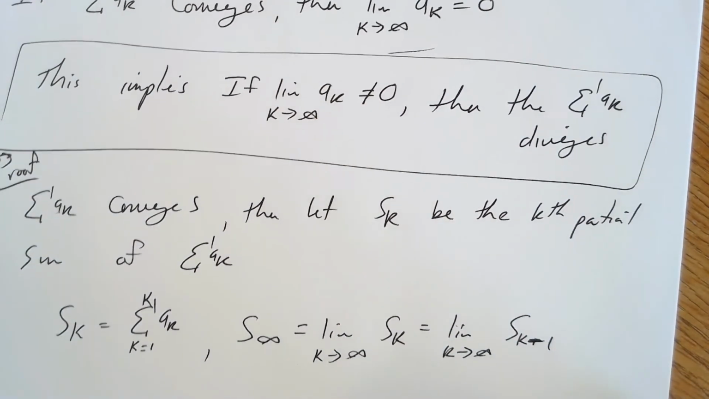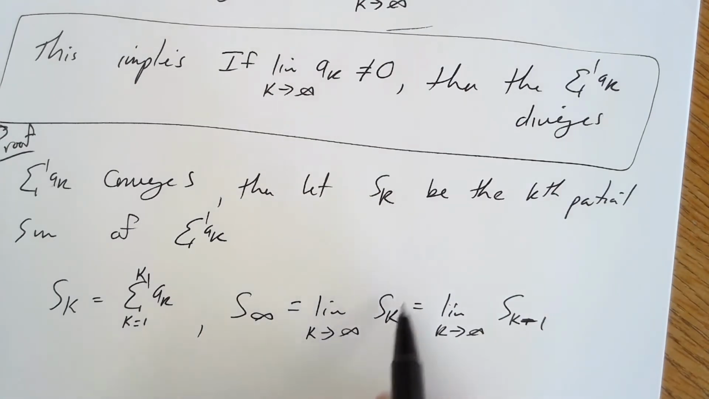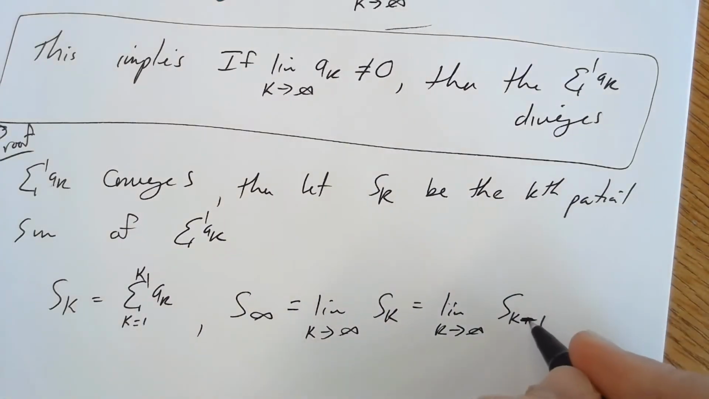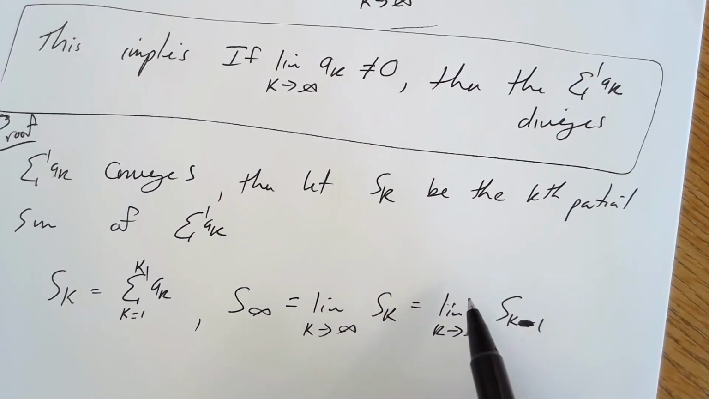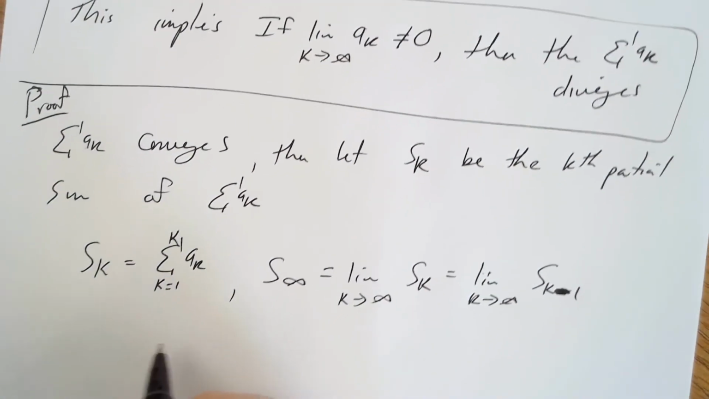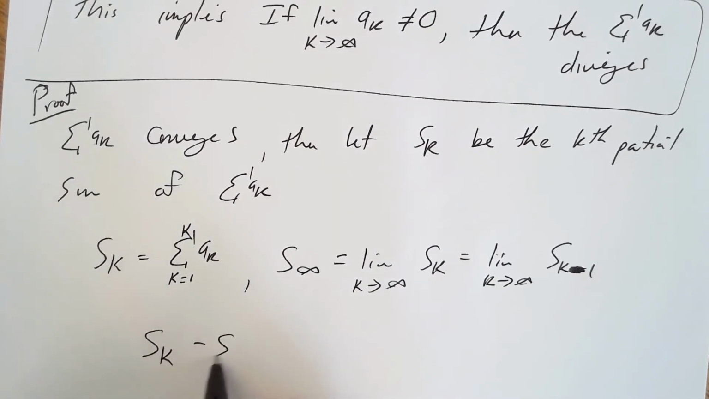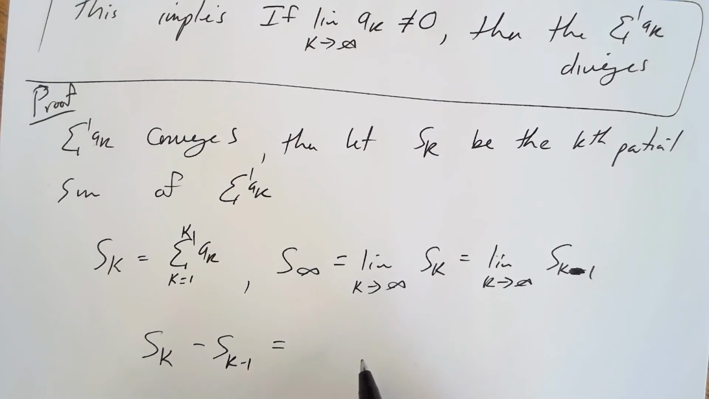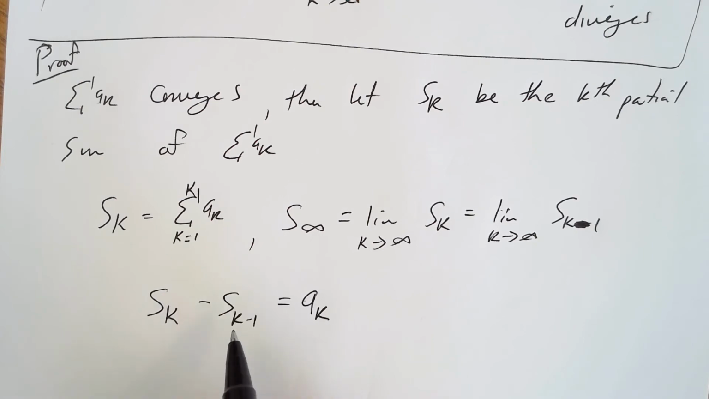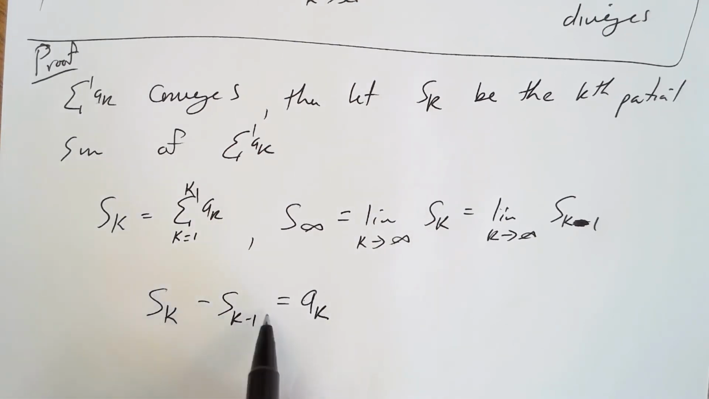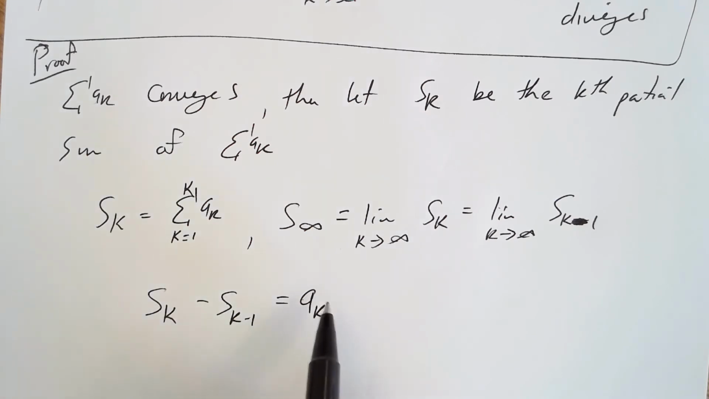The idea is that I'm taking the limit of the kth partial sum, but I'm also taking the limit of the (k minus 1)th partial sum, so I'm looking at two partial sums, where this is the kth number of terms and this is one less than that. So s sub k minus s sub k minus 1 is really equal to a sub k, because this is a sub 1 plus a sub 2 plus a sub 3 all the way up to a sub k, and this one is all the terms up to a sub k minus 1, which means there's one extra term that this one doesn't have. So if I subtract those two values, I get this.